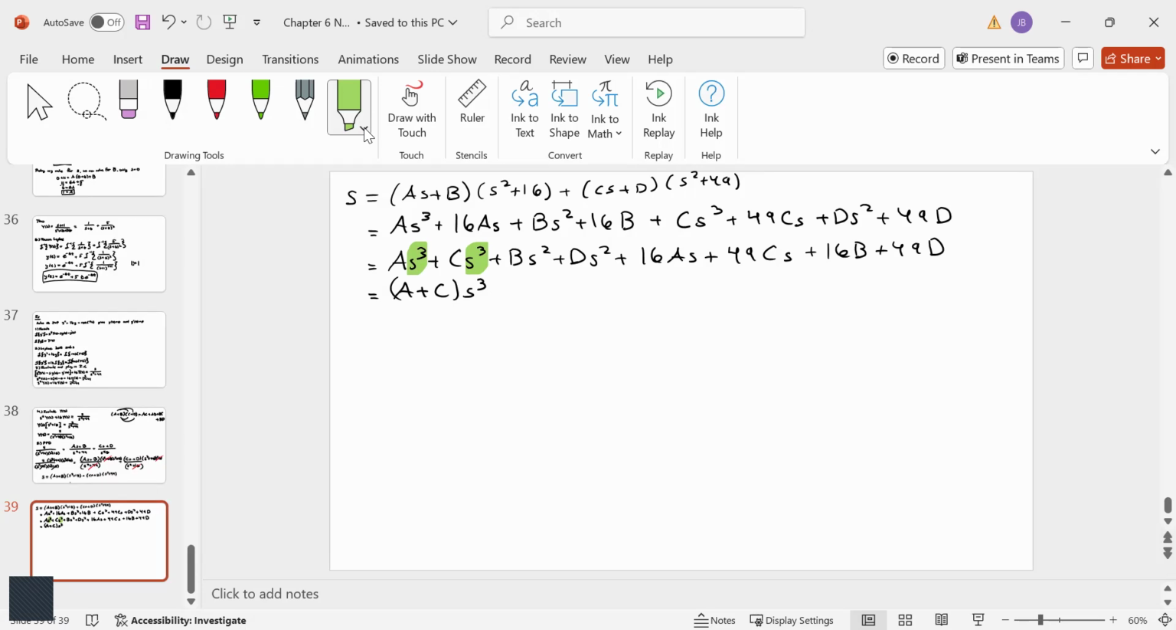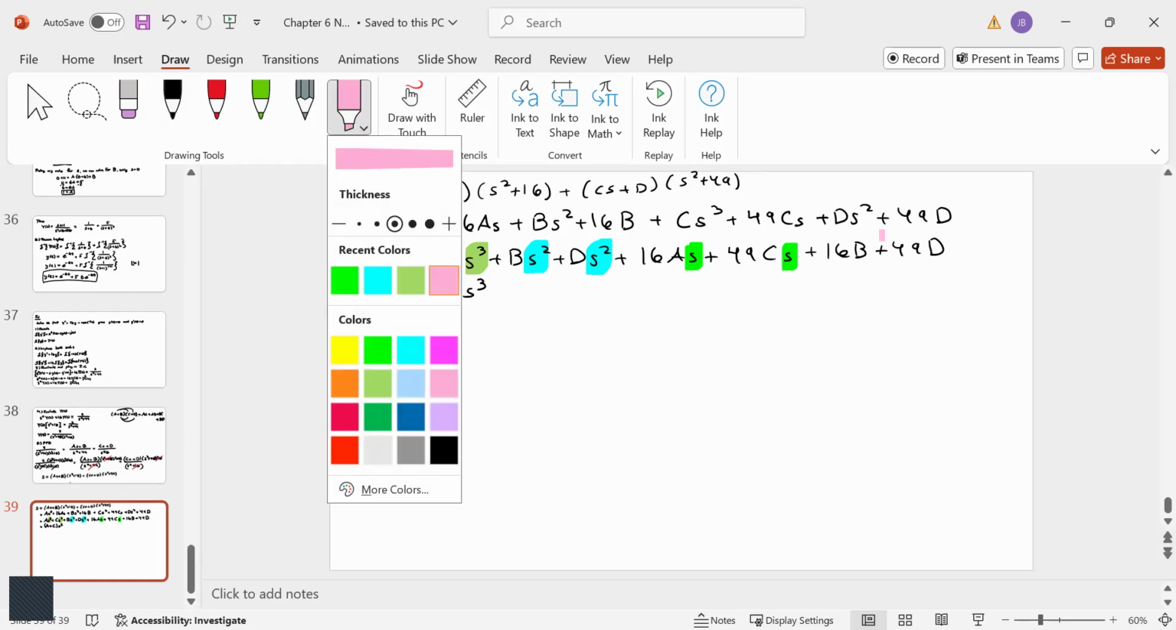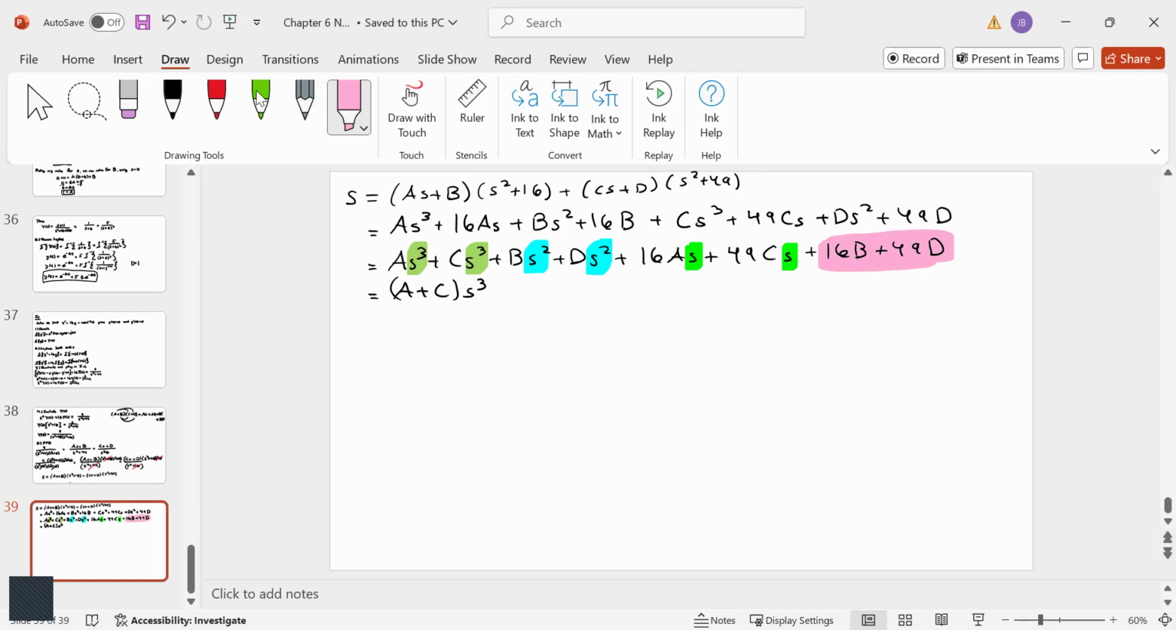And then just factor out, right there and there, there and there, and we'll use every color at our disposal. And then these are just constants. So (a + c)s cubed plus (b + d)s squared plus (16a + 49c)s plus 16b plus 49 times d. We have it all, and this is all equal to s. That's still all equal to s.